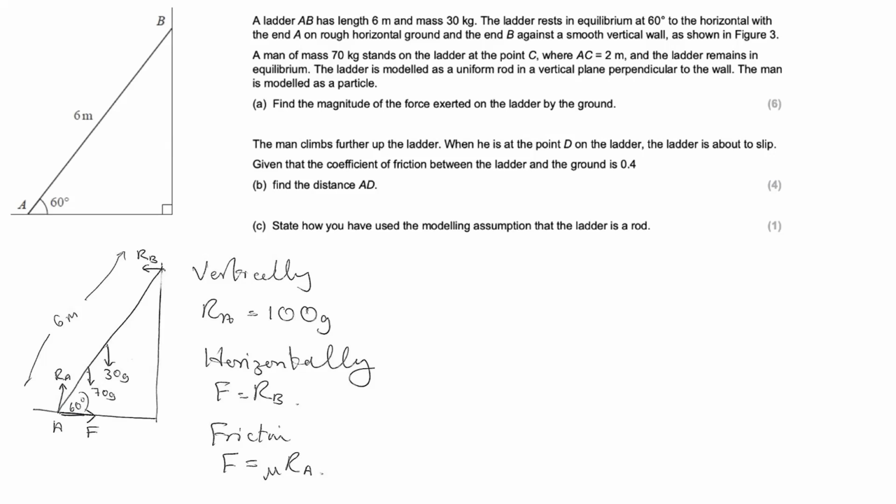So if you imagine the distance from A to the 70G, I'm going to call that X. So again, I took moments about A. So X times 70G cos 60 plus 3 times 30G cos 60 is equal to RB sine 60 times 6. So basically it's the same as last time, but then I knew what that distance was. Now I don't, I'm just calling it X. I just simplified that.